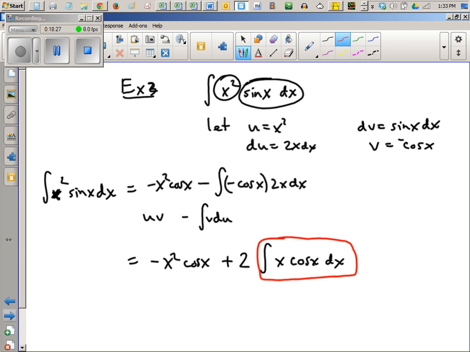What might you pick for your u? What do you guys suggest? X, okay, so let u equal x. In other words, du is dx. Okay, what do you pick for dv? You don't have much choice, you've already picked x. So what's your dv?